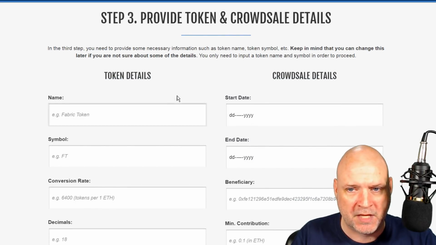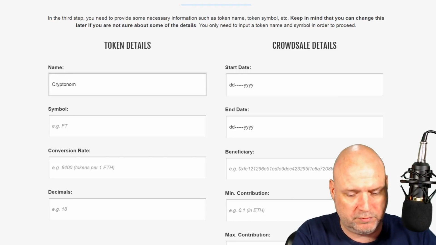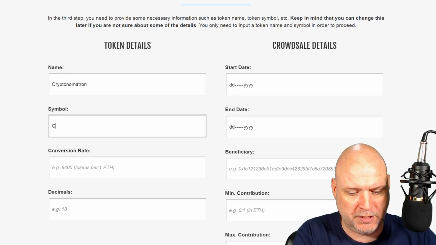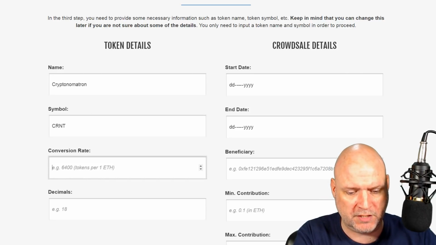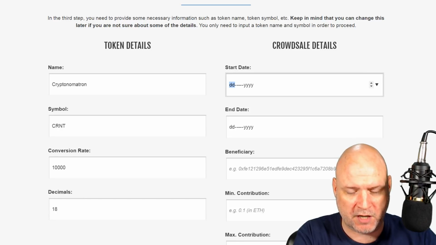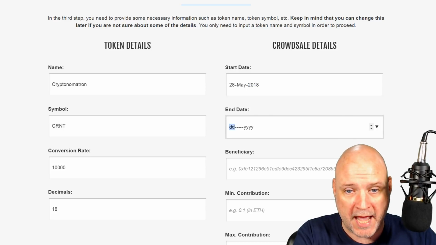So then we can insert all the details. So let's go and do that now. Let's call it the Cryptonomatron. Okay, there we are. Symbol will be, there we are. Conversion rate, how many per 1 Ethereum? Let's say 10,000 just to make it easy. Decimals 18, it's simplified. Start date, let's start it tomorrow. So what is it today? 27th or 28th of May 2018. Okay, 2018, there we are. And ends a month later on the 27th of June.